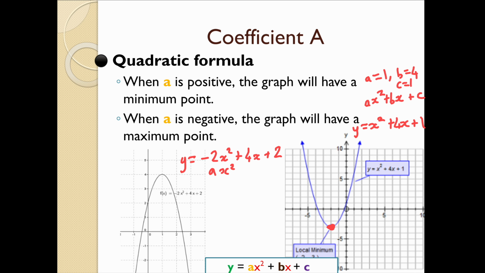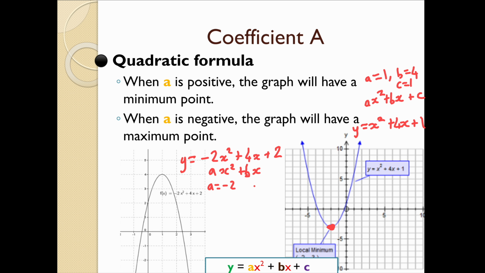What number is next to x squared? Do you mean the equation or the actual? So we're looking at this one here. What's next to the x squared here? Negative 2. So that means a is equal to what? Negative 2. Yeah. So then this part here now represents bx.